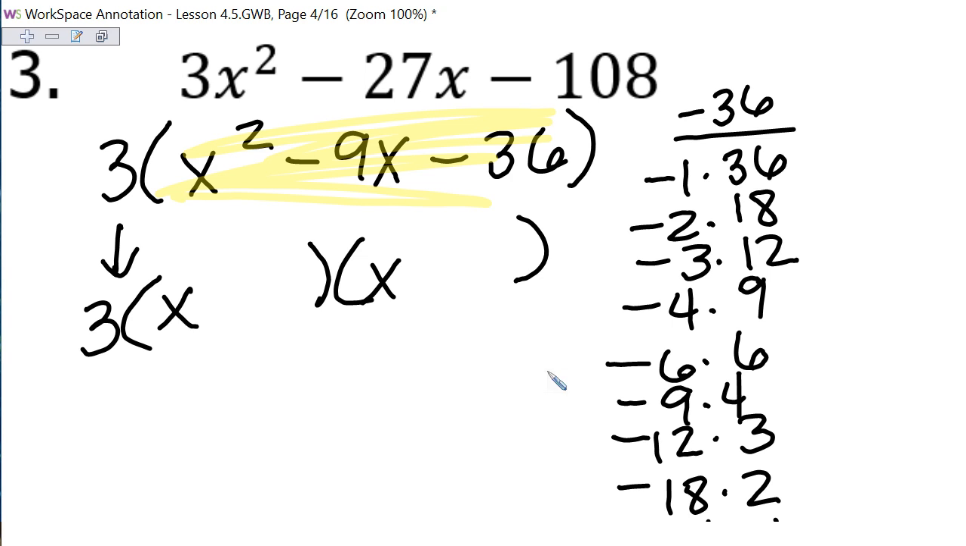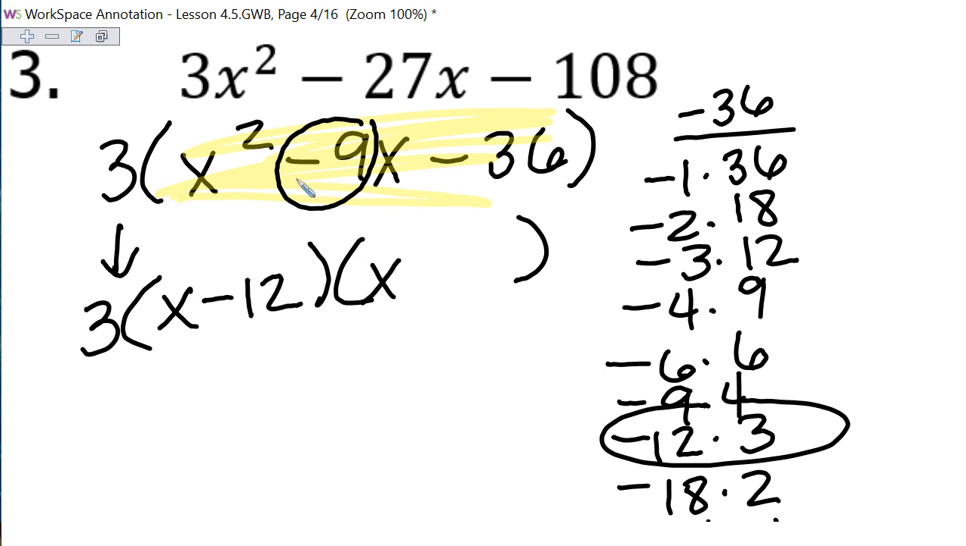Look right here for the middle term. -9. So, which pair in that list adds to negative 9? Negative 12 and 3. So one of the binomials will be x minus 12. The other one will be x plus 3.